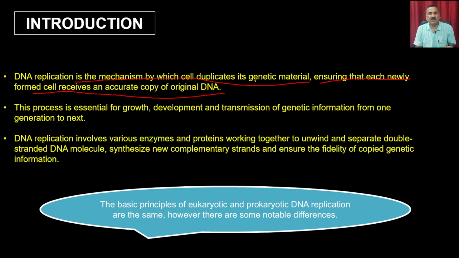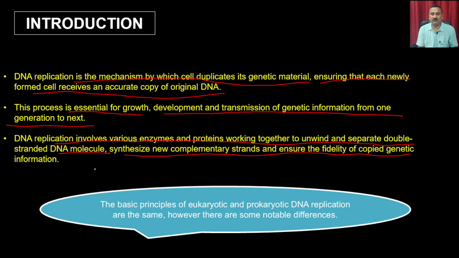So, this objective is also met when we are doing DNA replication in the eukaryote as well. The process is essential for the growth, development and transmission of genetic information from one generation to the next generation, and DNA replication involves various enzymes and proteins working together to unwind and separate the double stranded DNA molecule, synthesize the new complementary strand and ensure the fidelity of the copied genetic material. The basic principles of eukaryotic and prokaryotic DNA replication are the same, however, there are some notable differences.